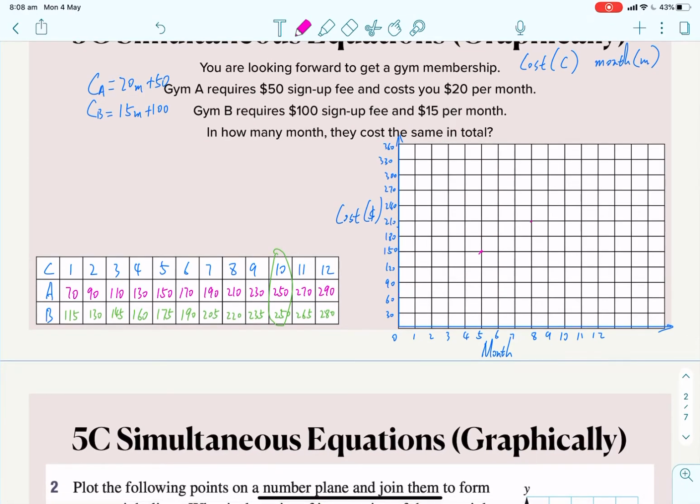So just draw a straight line across. On iPads I can't do better than this, so I just need to use the ruler here. It's easier to do on your paper, I guess.